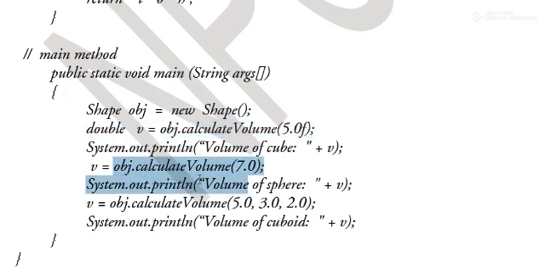When we call 7.0, this is a double value, so it will automatically call the function that receives the double parameter. And when we call with three different values of double data type, it will call the last method that receives the three different double values. According to this, the compiler automatically decides which method is to be called, and this technique is known as method overloading.